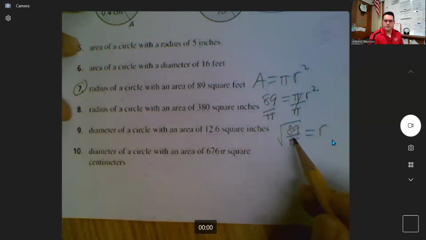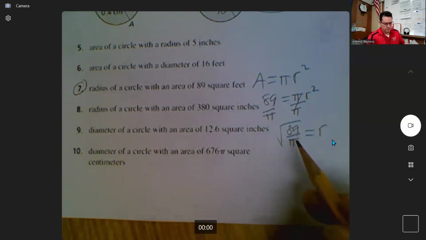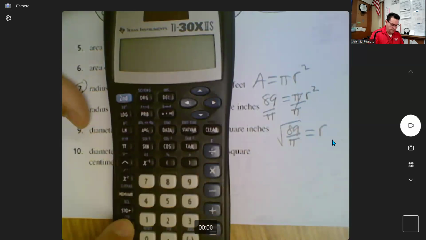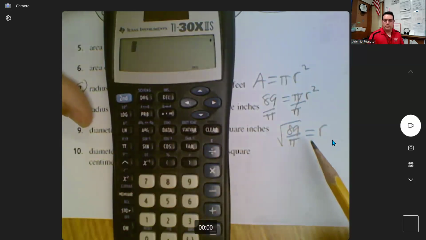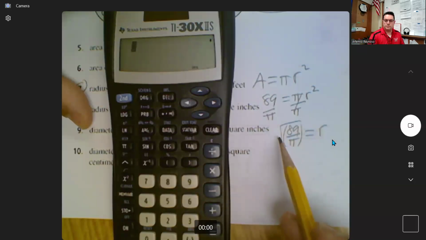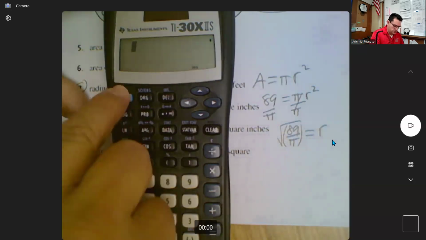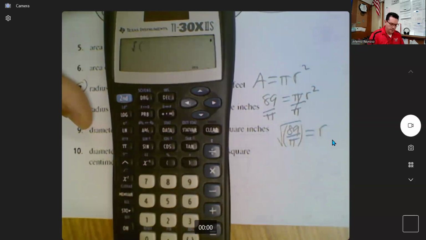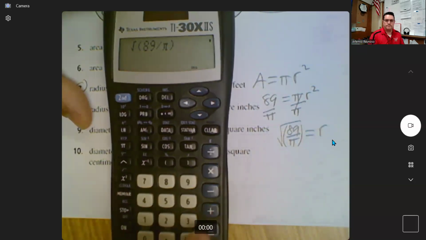I'm not doing this division before because since I'm using a calculator, there's no need for me to do it twice and start rounding. So I get my calculator. What I need you to do is the following. When you get the square root and you have two terms, please open a parenthesis, so the square root reads perfectly 89 over pi. Otherwise, it may read something else. So second key, square root, we get 89 divided by pi. And I will close parentheses. I will ensure that I close the parentheses, otherwise it will read something else.